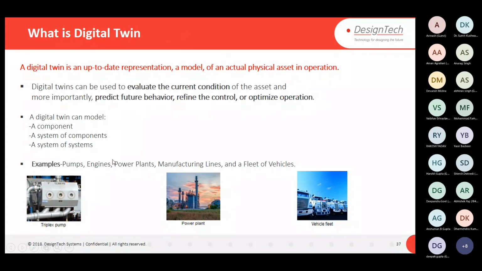Now we are just talking about how you are going to make your system a smart system, or your industry a smart industry. So one term here is digital twin. It's very important for an engineer. So what is basically a digital twin? Its definition: a digital twin is an up-to-date representation of a model of an actual physical asset in operations.